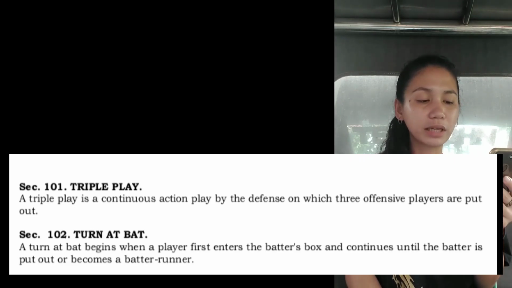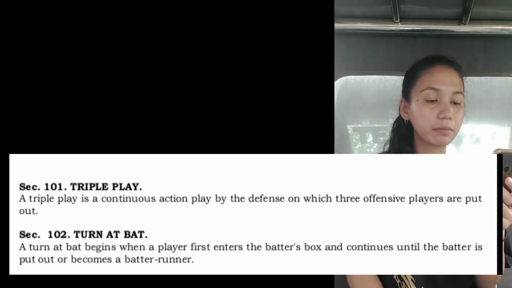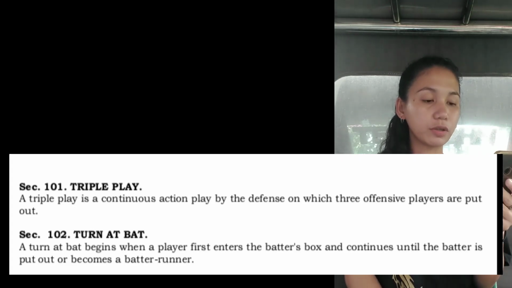Let's move on to section 102, the turn at bat. A turn at bat begins when a player first enters the batter's box and continues until the batter is put out or becomes a batter runner. So that is section 102.